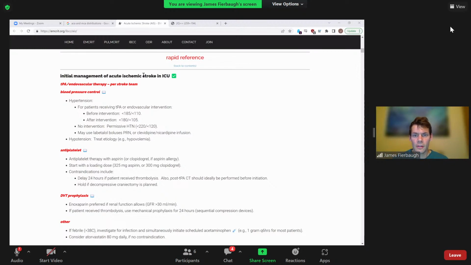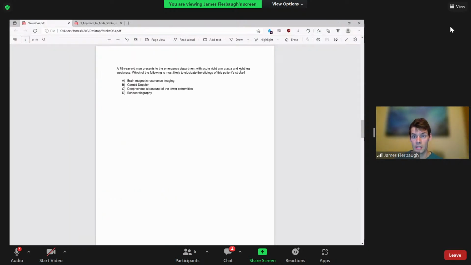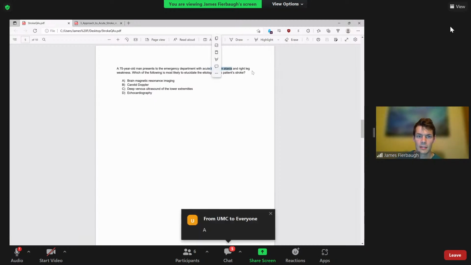A 75-year-old man presents to the emergency department with right arm ataxia and right leg weakness. Which of the following would most likely provide the diagnosis or the underlying etiology of this patient's stroke? So we have right arm ataxia and right leg weakness.